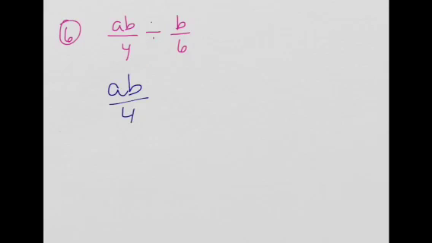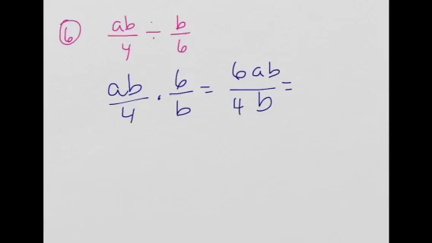ab over 4 times 6 over b. I'm going to multiply across. That's going to give us 6ab over 4b. First thing I have to do is simplify. So I can do 2 into 6 goes 3 times, and 2 into 4 goes twice. Where do I have more a's? On the top. How many more do I have? 1. Where do I have more b's? I don't, so I don't have to write them. So my answer is going to be 3a over 2.